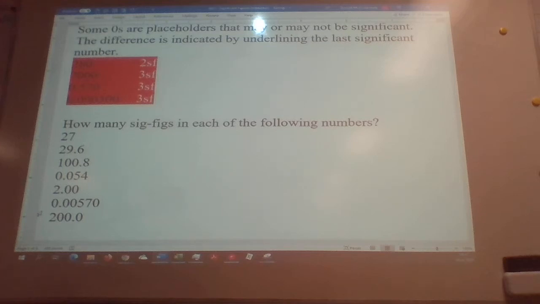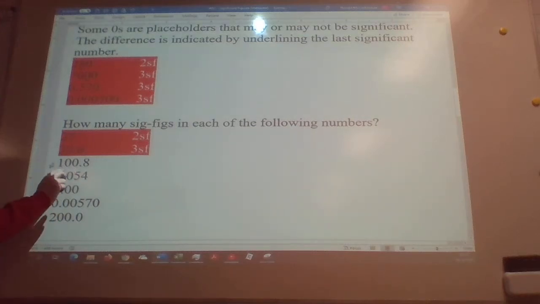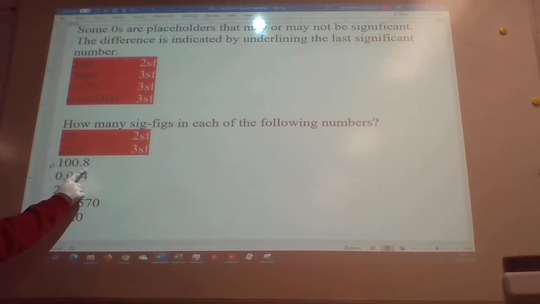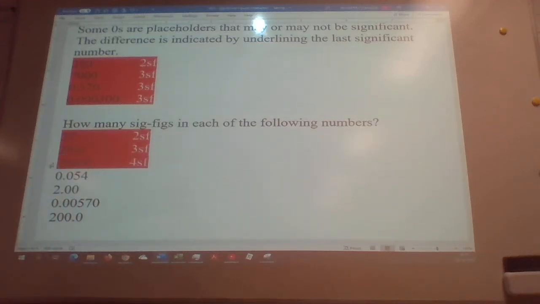Okay, the first one, 27, we have 2 digits. Neither of them is a 0, so both would be significant. So 2 sig-figs. Same here, but 3. Here we have a 4-digit number. 2 of them are zeros, but those 2 zeros are between 2 other sig-figs. So this is going to be 4 sig-figs.